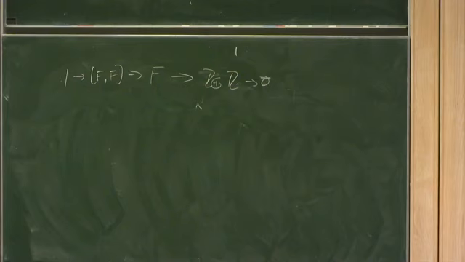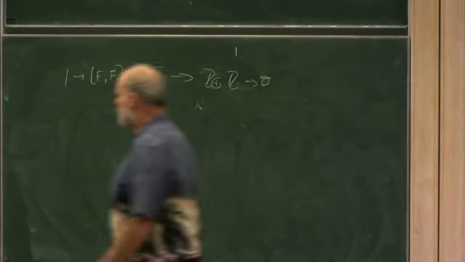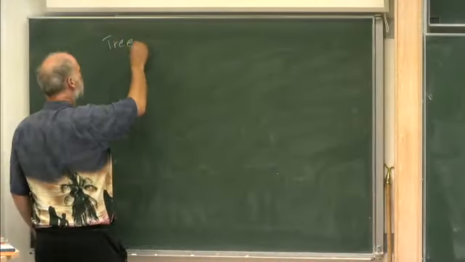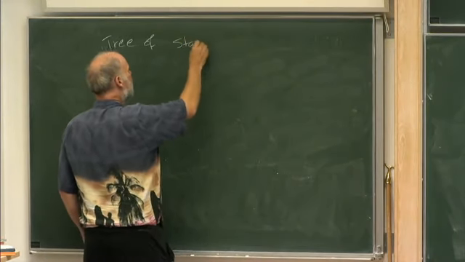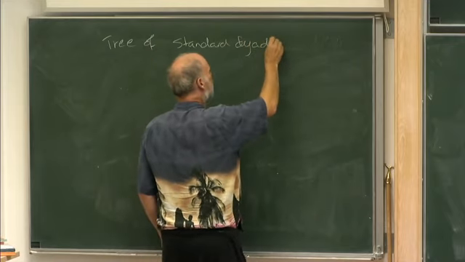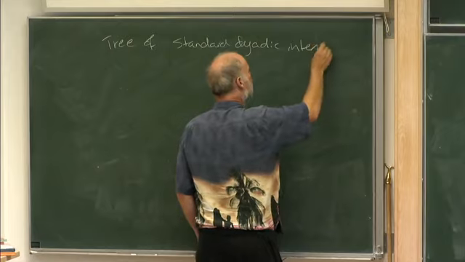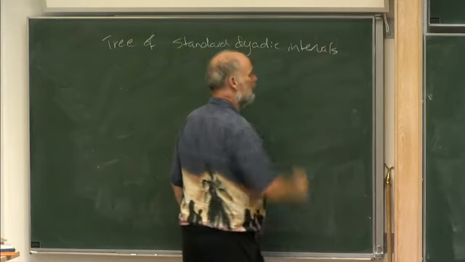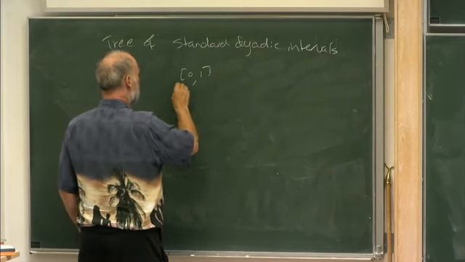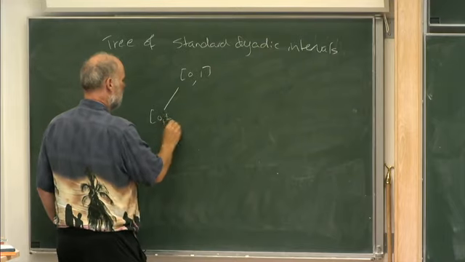All right. Now, what I want to do is, as I said, get this very concrete combinatorial description of it. And we're going to start with the tree of standard dyadic intervals. So we're going to get that by taking the unit interval and then splitting it into 1/2.